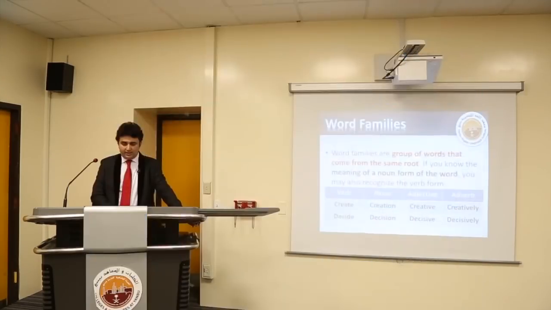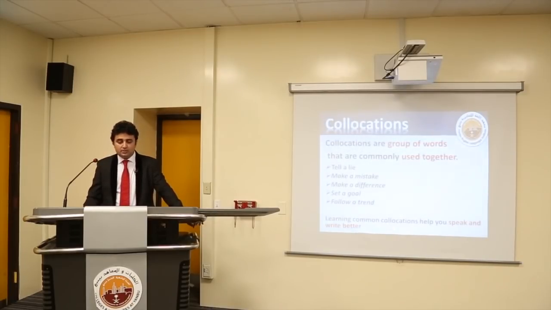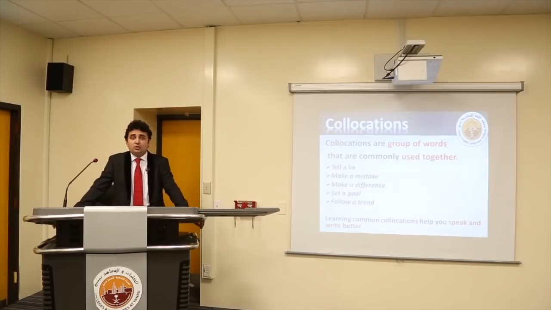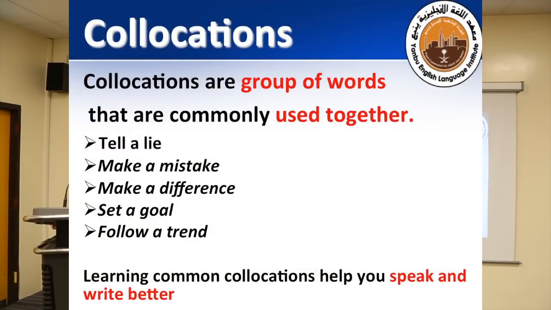After word families, our next ILO, which I'm going to summarize, is collocations. Here the question is, what are collocations? Collocations are a group of words that are commonly used together. For example, tell a lie. We don't say speak a lie. Make a mistake, make a difference, set a goal, follow a trend. What are the benefits of using collocations? Collocations can help you speak and write better. These are the benefits of collocations. So this is our learning objective, learning about collocations.